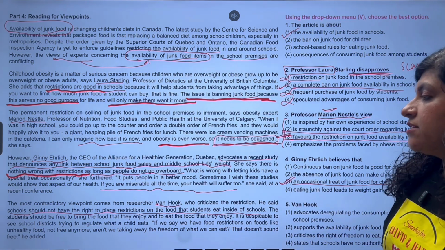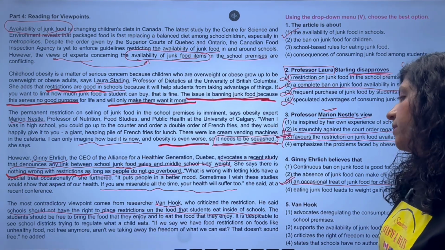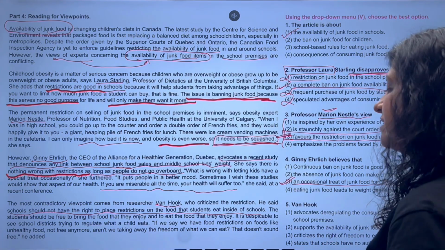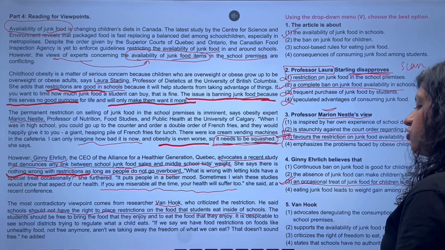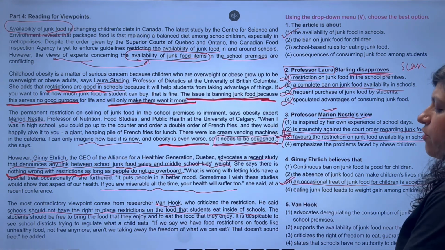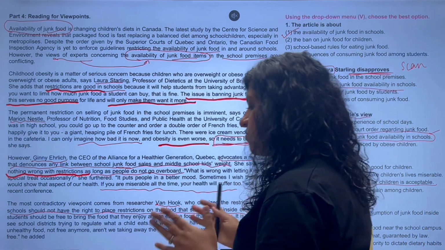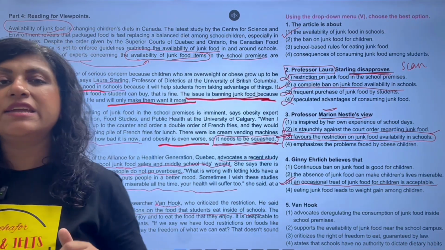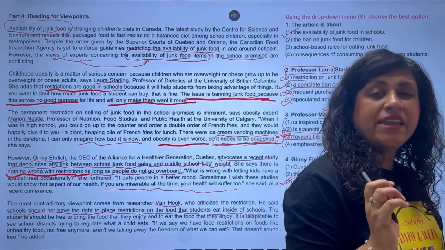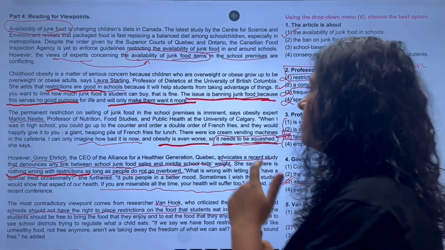Then he says, the students should be free to bring the food that they enjoy and to eat the food that they enjoy. It is despicable to see school districts trying to regulate what a child eats. If we say we have food restrictions on unhealthy food, are we not taking away the freedom of what we can eat? That doesn't sound free. So clearly this person says that schools should not decide what students can eat inside of schools. Students can bring anything they want to eat and they can eat anything they want. That's the viewpoint of Van Hook.